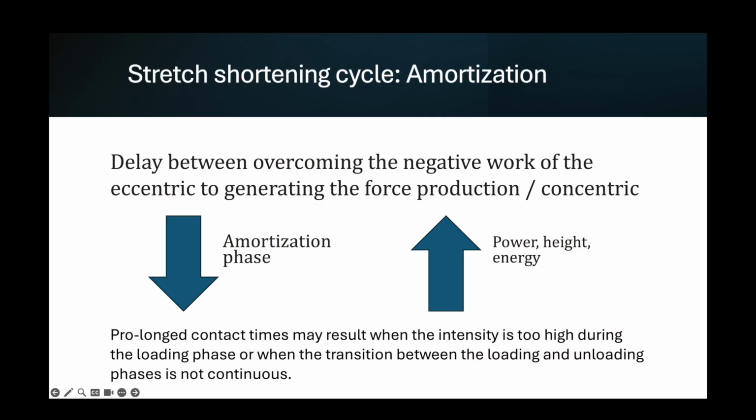Next is the amortization phase, or that isometric bottom position. It's the delay between the negative work and creating that force. The main thing to know about this is the less amortization you have, the quicker you are, the more power, the more height, the more energy that will come out of the stretch shortening cycle. And if you have too long or a prolonged contact time, the intensity might be too high for your athlete, or the transition just might not be continuous. They might not know to be quick between the stretch and the release.